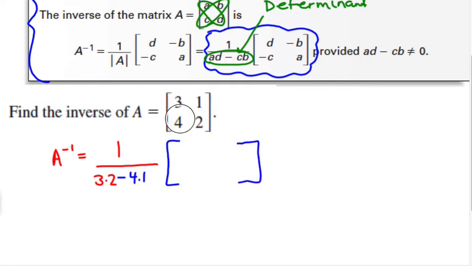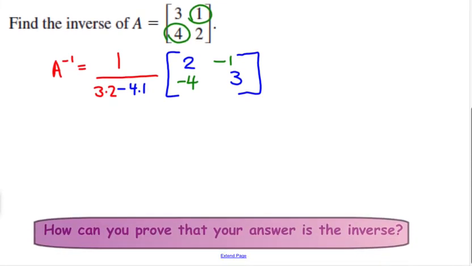Alright, now some things are going to happen within this matrix. These two numbers are going to flip-flop. So this becomes now a 2, and this now becomes a 3. And now these two numbers negate themselves. They change signs. This becomes a negative 1, this becomes a negative 4. Now let's just go ahead and simplify this fraction.